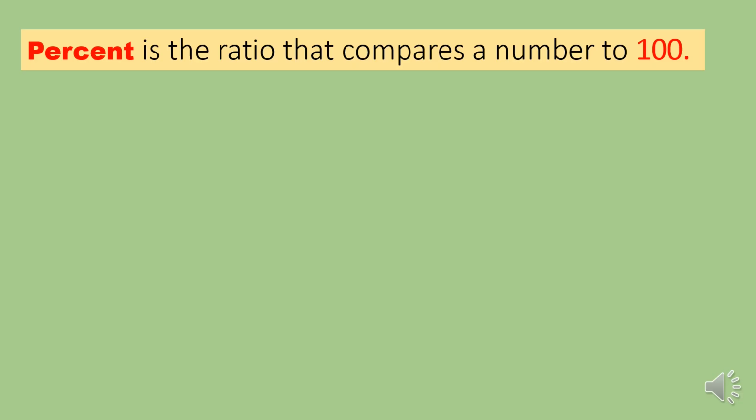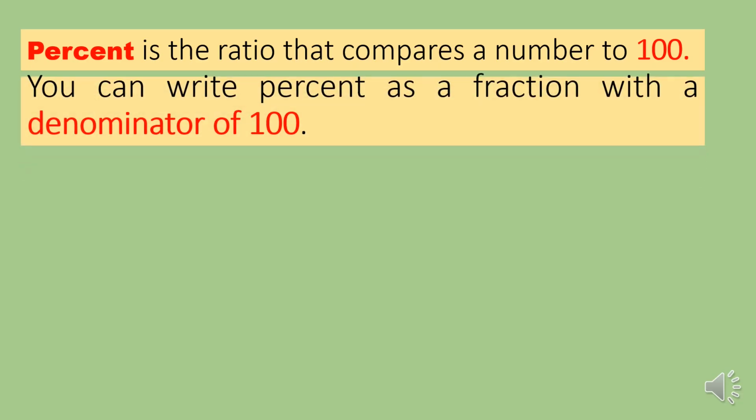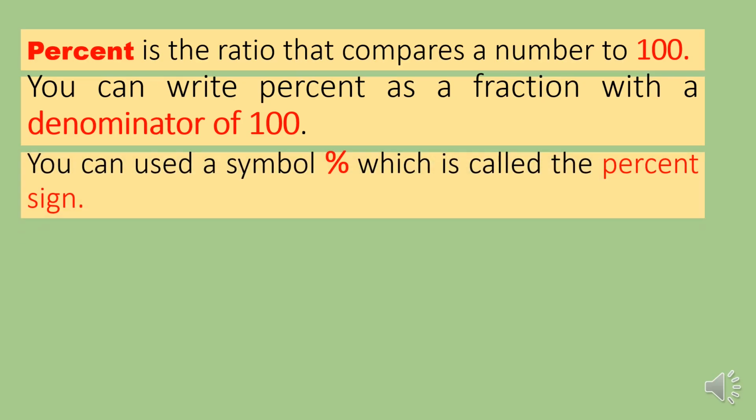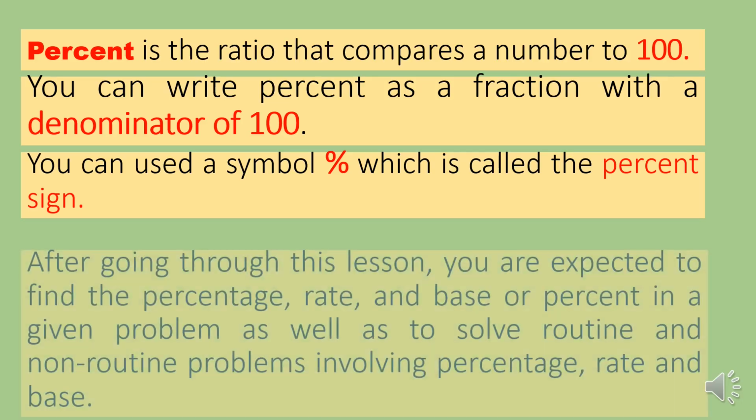Percent is the ratio that compares a number to 100. You can write percent as a ratio with a denominator of 100. You can use a symbol which is called the percent sign.